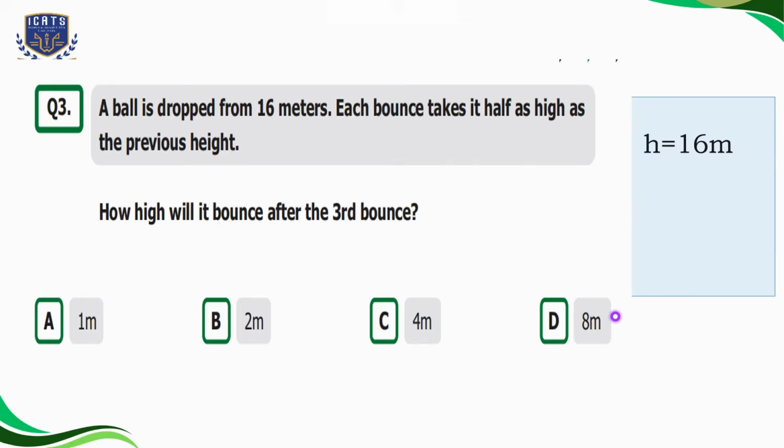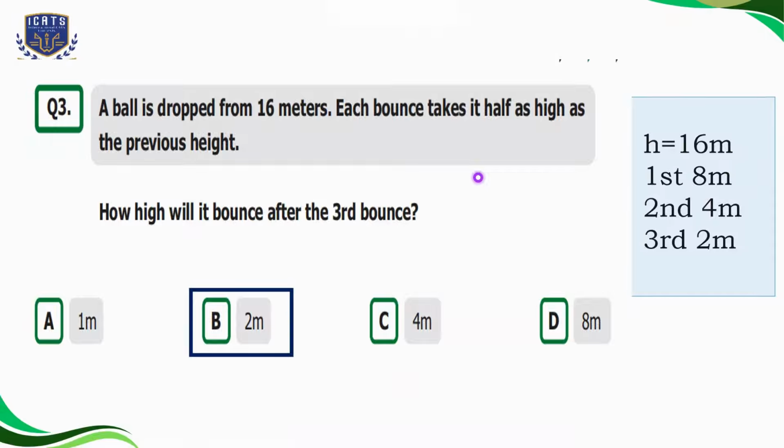As it is given in the question that after each bounce, the height will be half. So, after the first bounce, the height will be 8 meters because half of 16 is 8. Now, half of 8 is 4. So, we can say the height after the second bounce will be 4 meters. Similarly, half of 4 is 2. So, after the third bounce, the height will be 2 meters. So, we will select option B here.